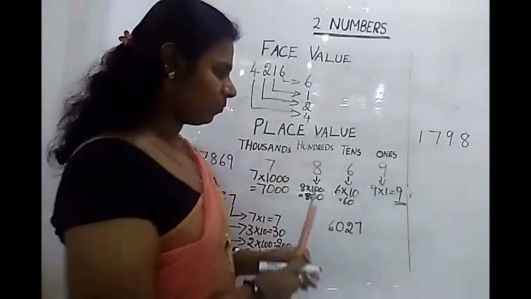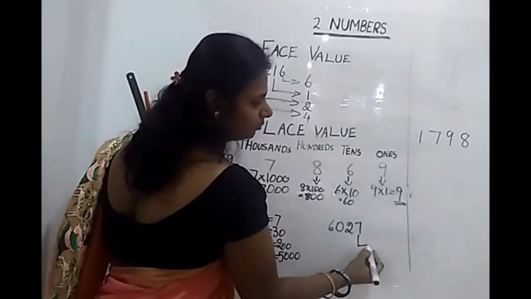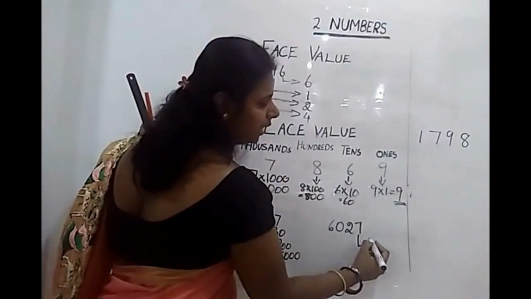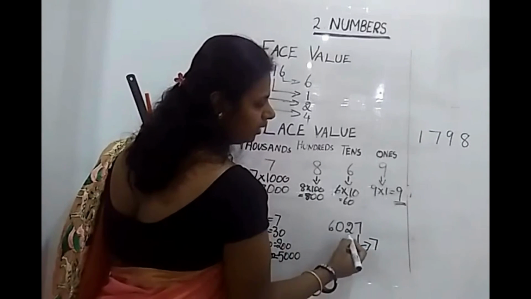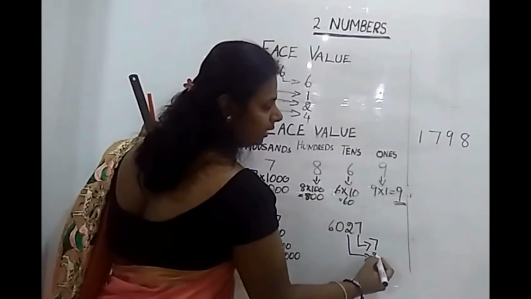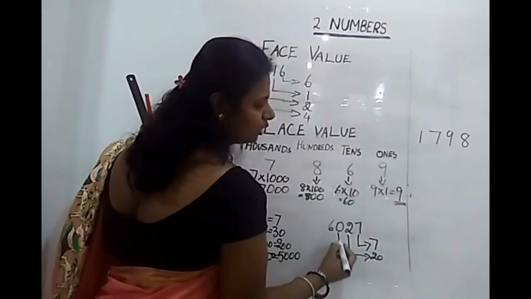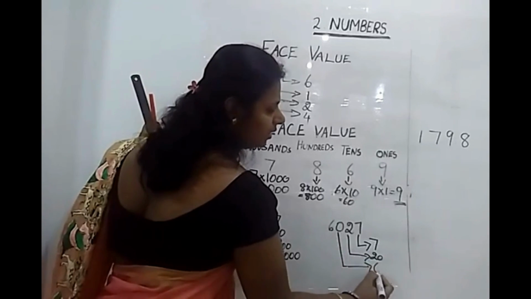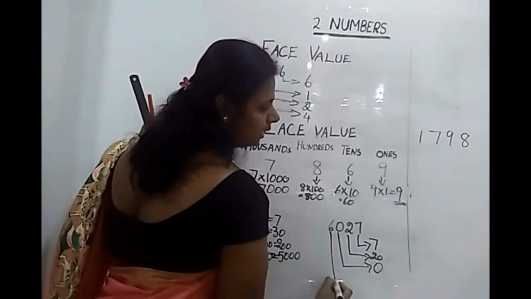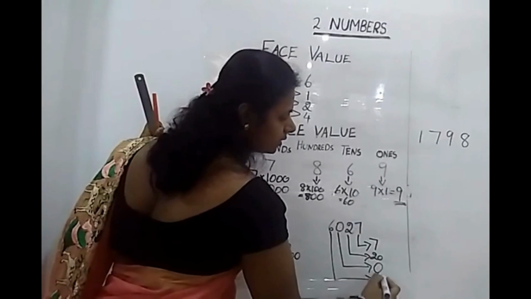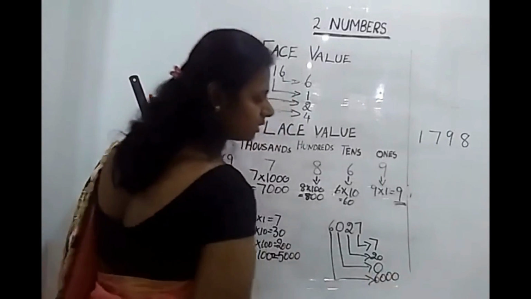Understood? So, here 7 ones are 7. 2 tens are 20. 0 hundreds are 0. 6 thousands are 6,000.